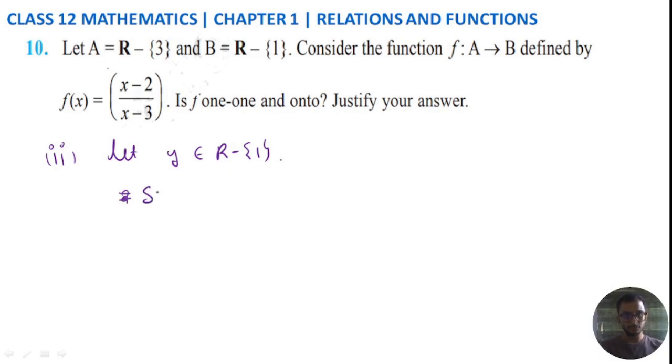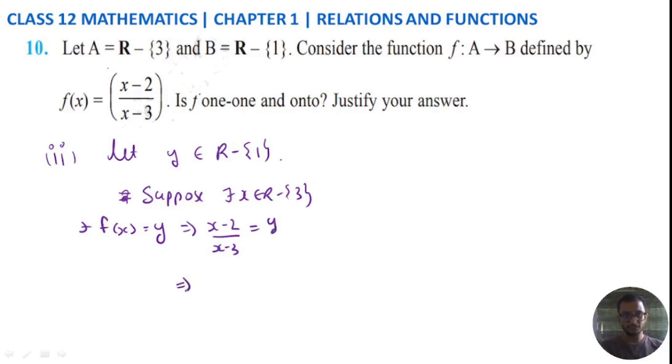Such that we are taking an arbitrary point from the codomain. Suppose there exists x belonging to R minus {3} such that f(x) equals y. What does this mean? What will be f(x)? It will be (x minus 2) upon (x minus 3), and we want this to be equal to y. We need to find such an x.